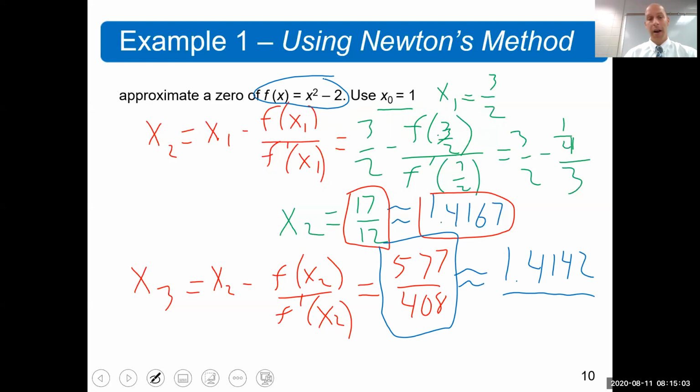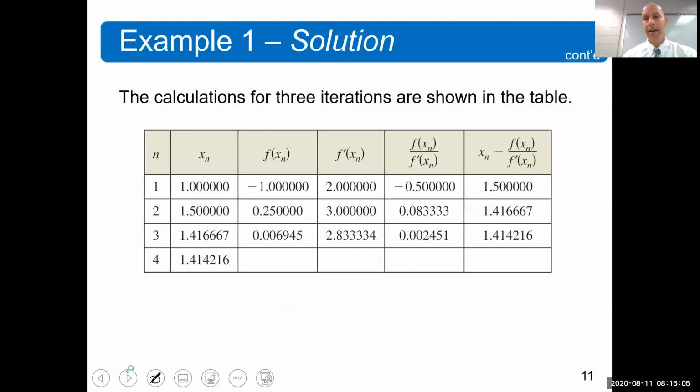Hopefully you're thinking what I'm thinking, but let's go ahead and go to the next slide. So this next slide here, I've actually got a table of all the work kind of worked out. Over here are our answers. So that 1.5, that's the same thing as 3 over 2. This was our second answer there, was 17 over 12. And then here's our third answer, which was that 577 over 408.